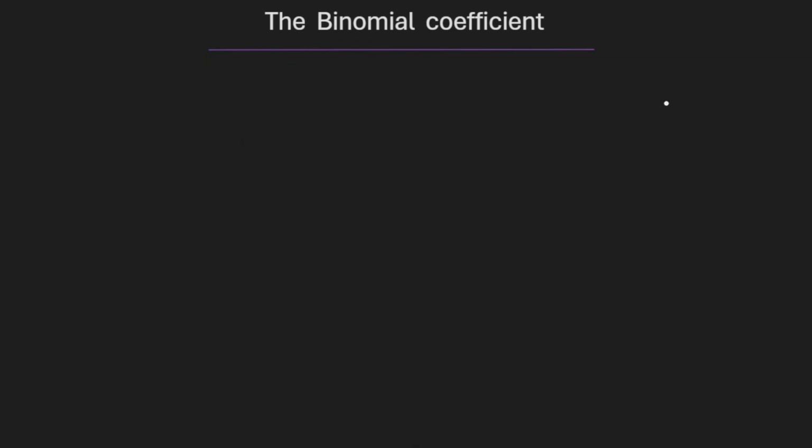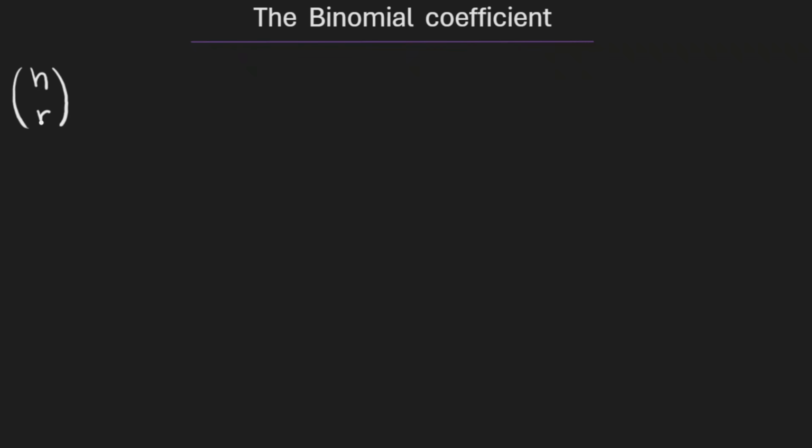In this video, we are going to learn how to evaluate the binomial coefficient. So let's start with the definition first. The binomial coefficient expression is written usually like this, where n is above r. This expression also tells us how many ways we can select r elements from n elements without caring about the order. We can also write it like this.